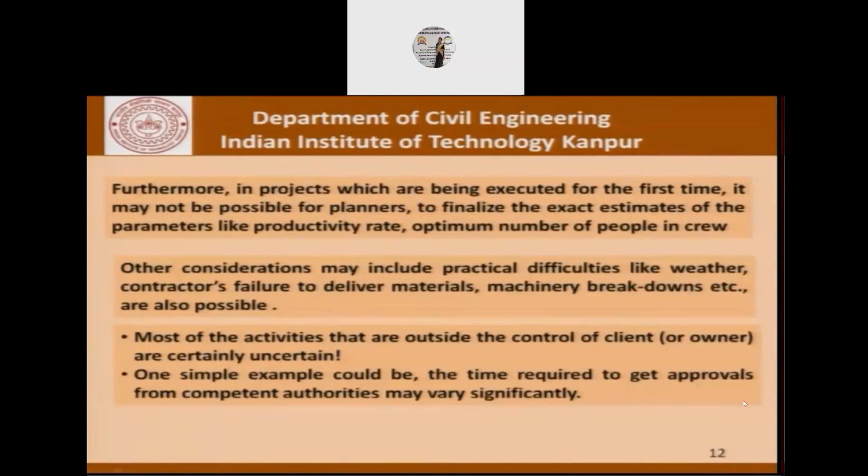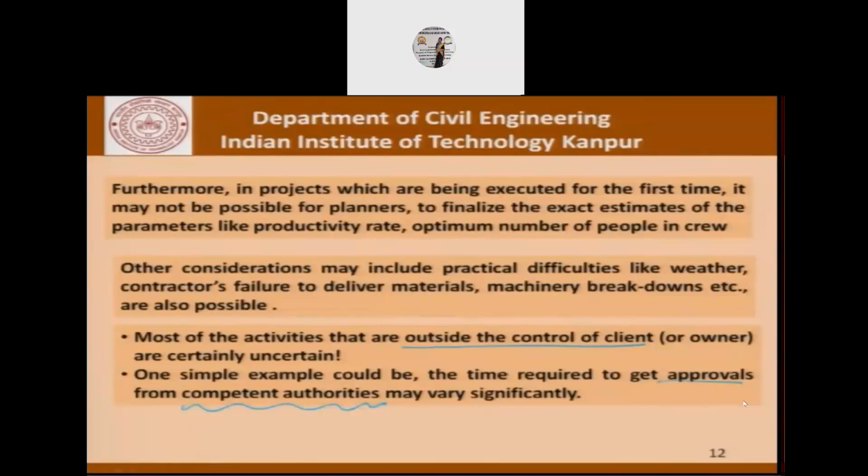Further, in projects which are being executed for the first time, it may not be possible for planners to finalize the exact estimates of parameters like productivity rates and the optimum number of people in the crew. Other considerations may include practical difficulties like the weather, contractors' failure to deliver materials, machinery breakdowns, and so on. Also, most of the activities that are outside the control of the client are certainly uncertain.